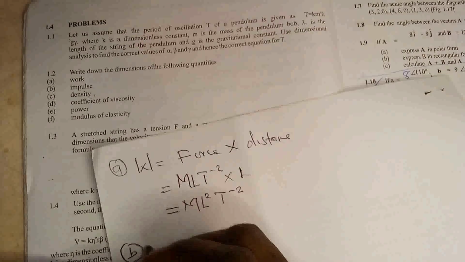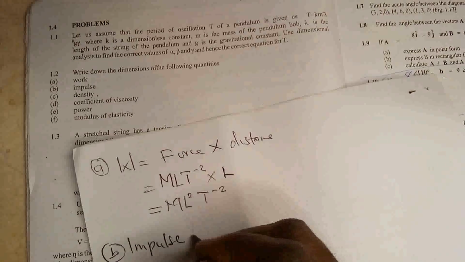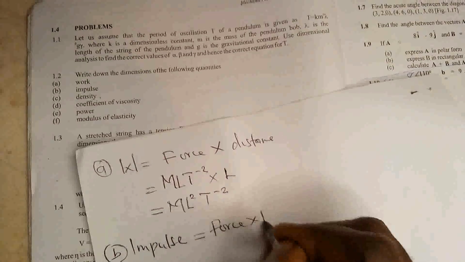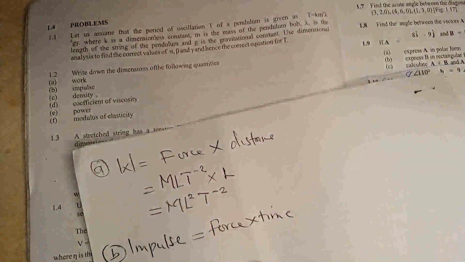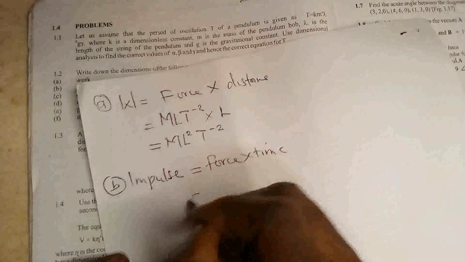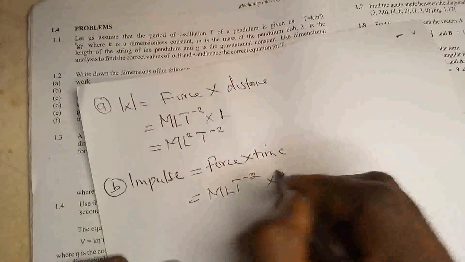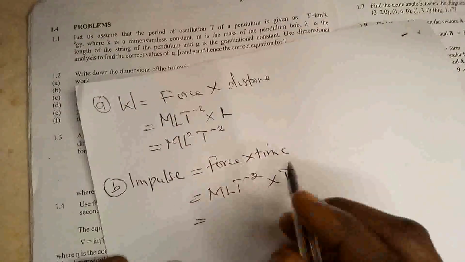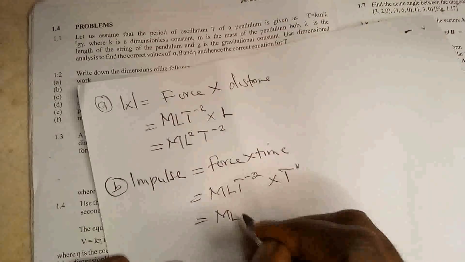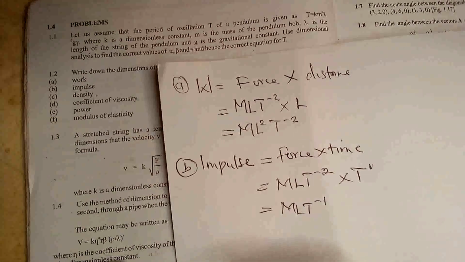Number two, dimension for impulse. The formula for impulse could be force times time, or mass times acceleration times time, because impulse is equal to change in momentum. So we have M L T minus 2 times T. If you multiply using your indices, minus 2 plus the invisible 1 here gives us minus 1. So we end up having M L T minus 1. Okay, that is question number B.